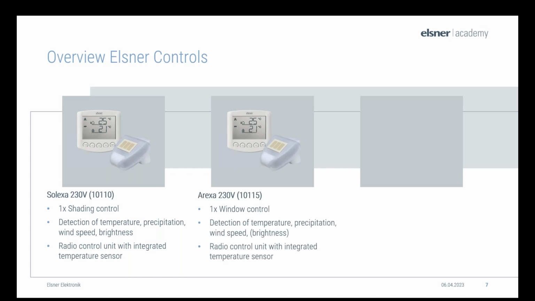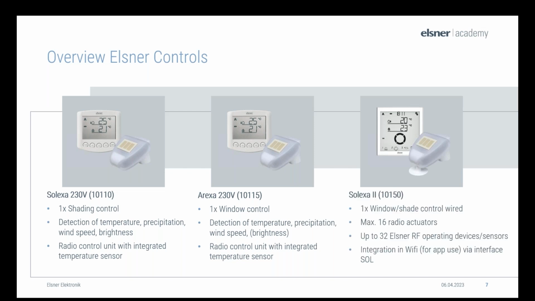Next up, we have the Arexa 230 volt, which is designed to control one window. The weather station detects temperature, precipitation, wind speed, and brightness as well. Here we have the same radio control unit with an integrated temperature sensor for indoor and outdoor temperature. Next up, we have the Solexa 2. Here you can control a window or the shading control in wired mode. Also, you can include a maximum of 16 radio actuators and up to 32 Elsner radio frequency operating devices or sensors. It is also possible to use our Solexa 2 with an application for Android or iOS, and this works via the Wi-Fi interface that we're offering in a package deal.